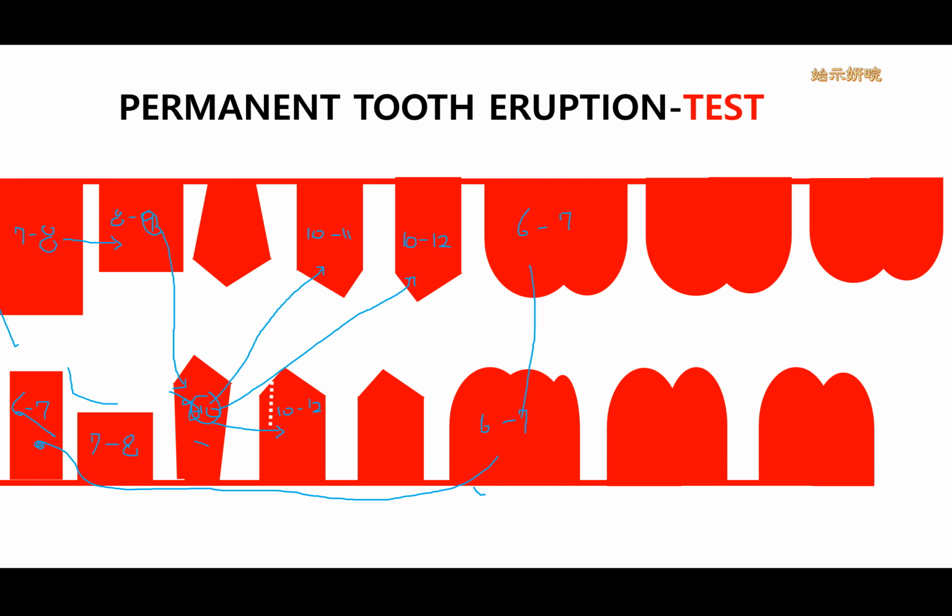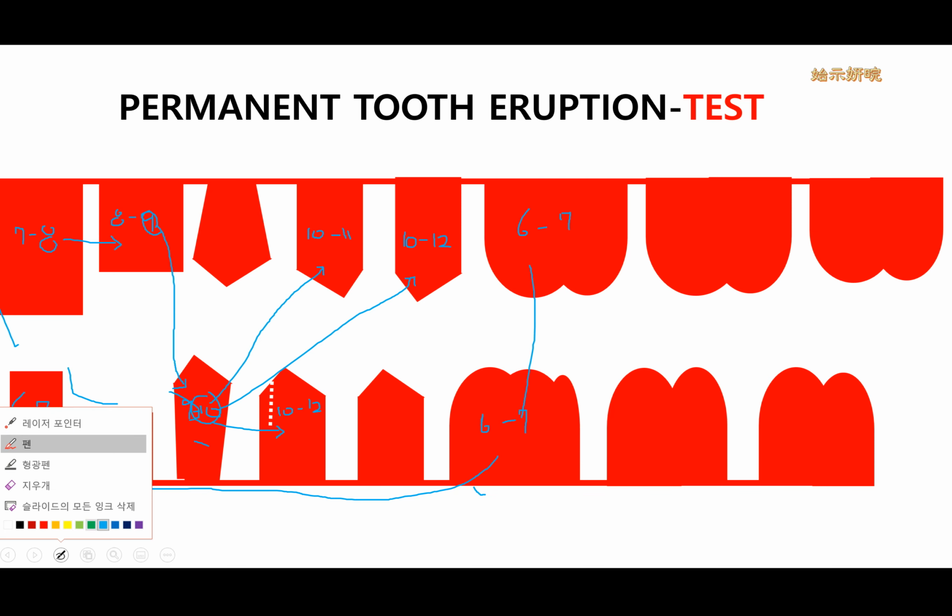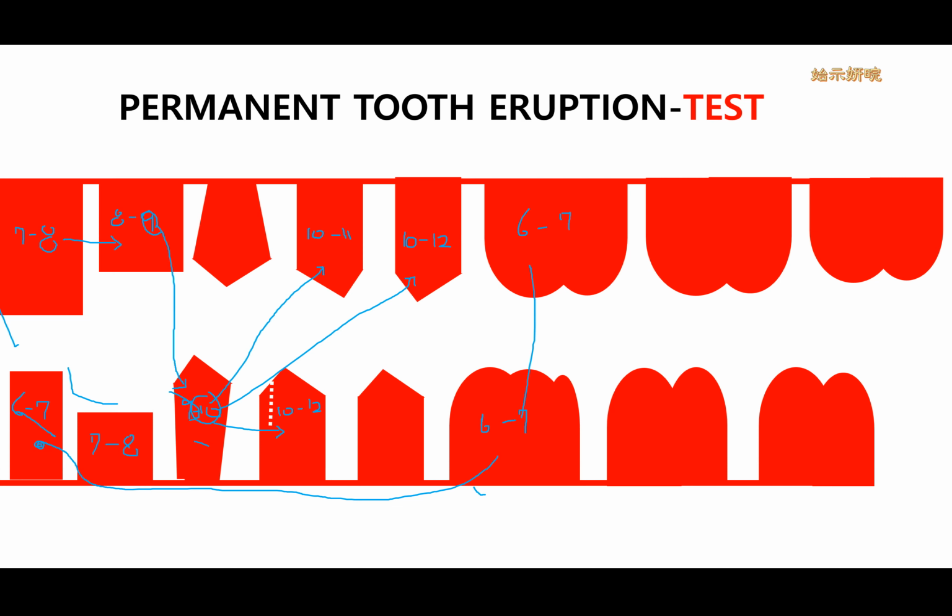And then let me just change a color if I can make it more visible. Okay, so let's begin from here. Since we have here 11, give it to the maxillary canine, 11 to 12, and also this 11 falls to mandibular second premolar, so 11 to 12.